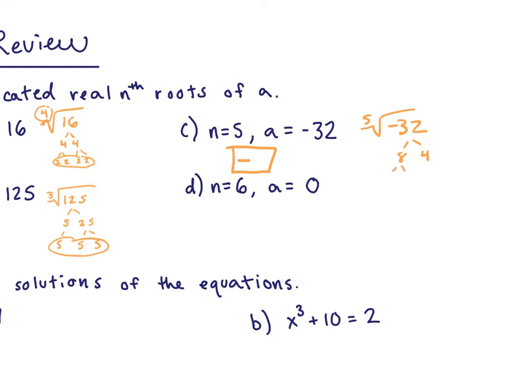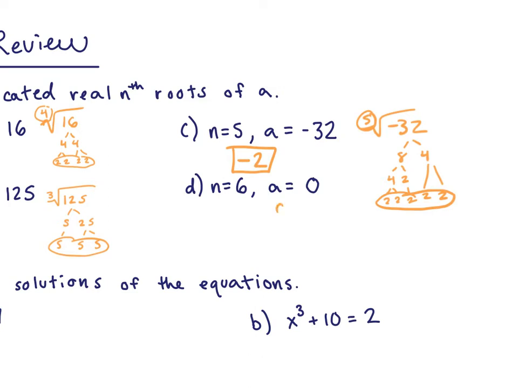8 breaks down into what? 4 and 2. And 4 is? 2 and 2. We're circling groups of how many? 5. So we circle all 5 of our 2's. What's our answer? Negative 2. All right, last one.